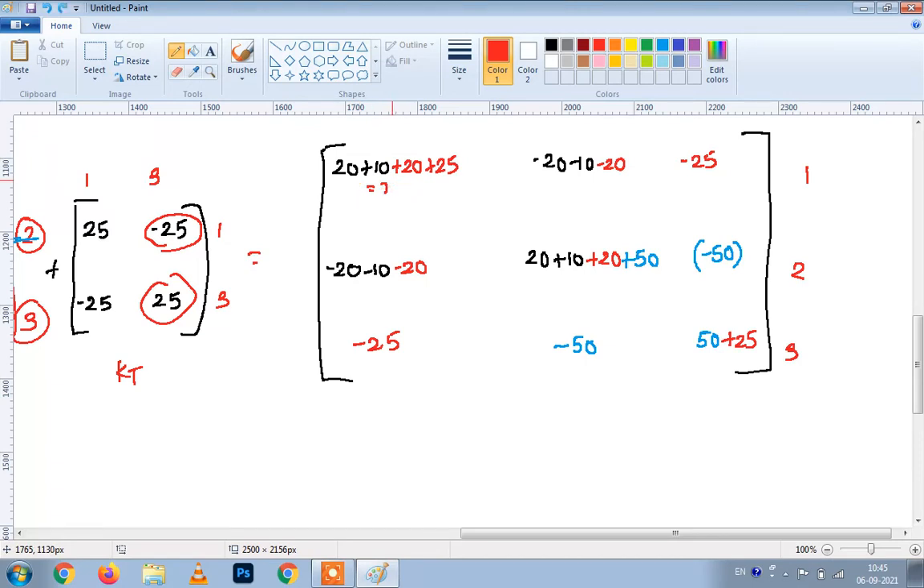Let me change the color so it will be clearly visible. So the addition of this will be 75. Similarly this addition is minus 50, 20, 10, 20, minus 50. This will be minus 25. This will be minus 50. Now here 20 plus 10, 30, plus 20, 50, plus 50, 100. Here it is minus 50, it is minus 25, minus 50, and this will be 75.